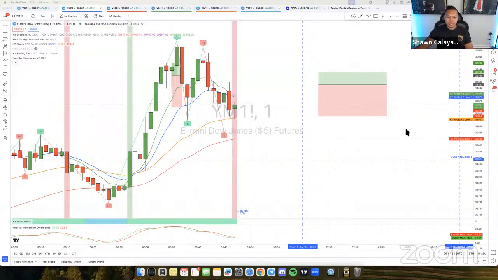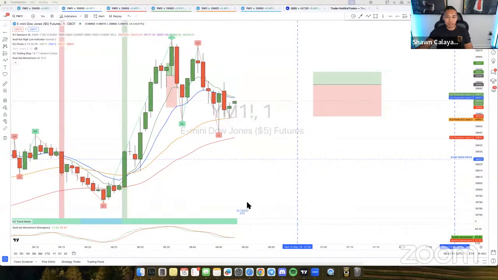Frustrating part. It's like the volatility is high, but there's still no direction. I'd be okay with a slower market, but still direction. But lately the market's been slow, it's been fast, but there's still no direction. Price just keeps going back and forth.